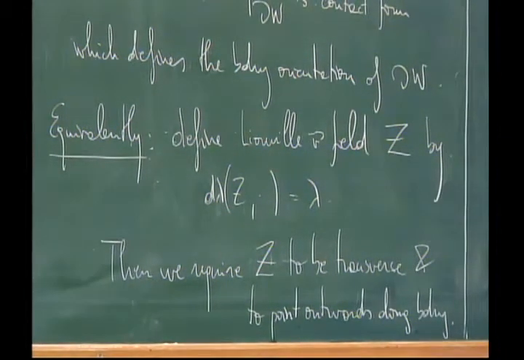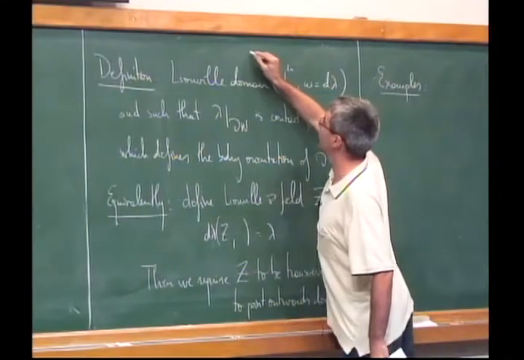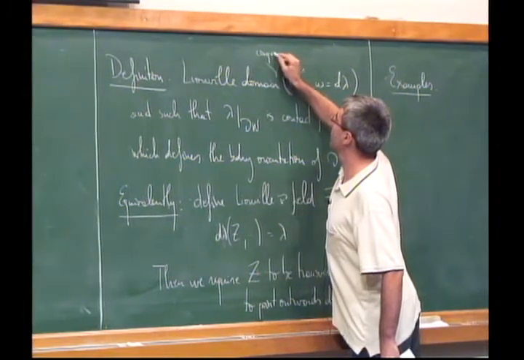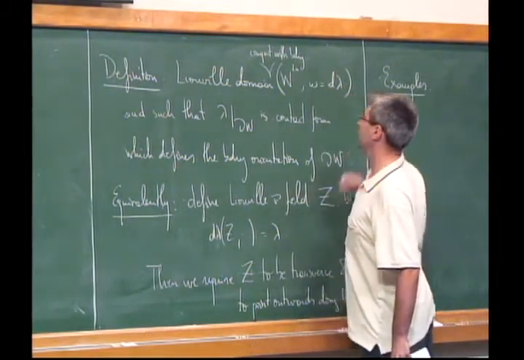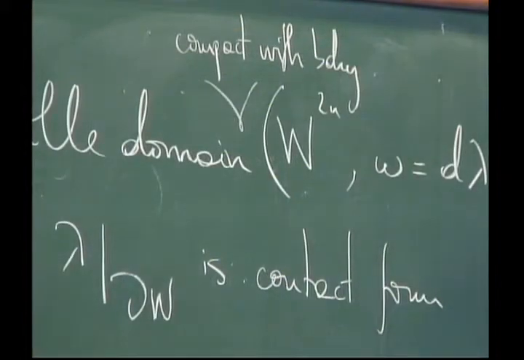So the examples. I should have said, I want it to be exact. I want it to be compact with boundary. Sorry, I mean, forms may be exact and still not have any boundary. I want it to be compact with boundary.